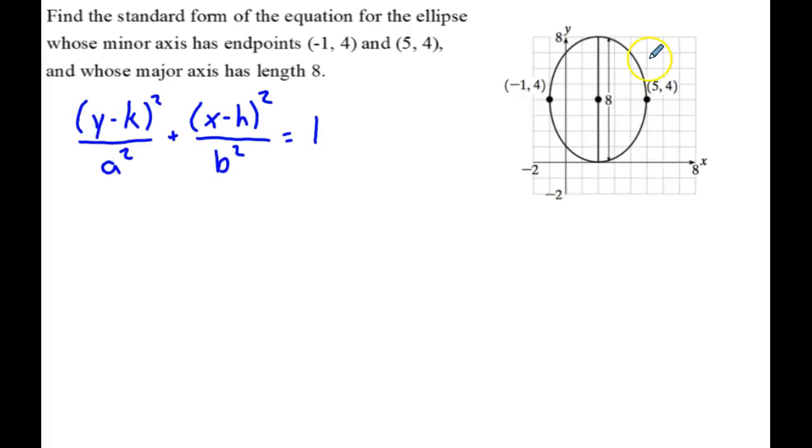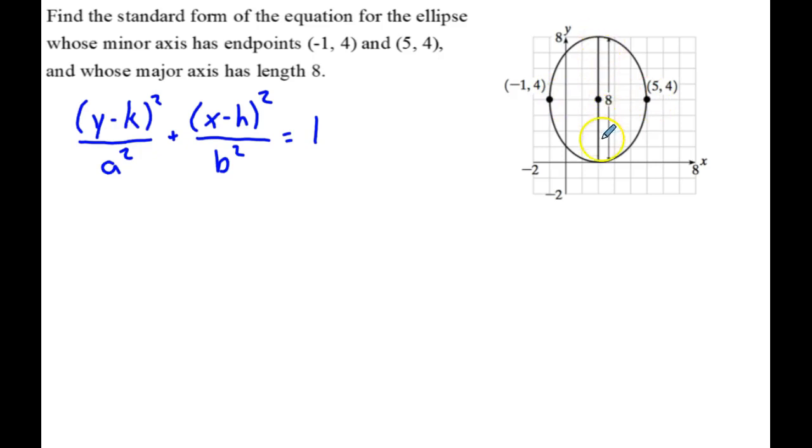In this example, we want to find the standard form of the equation for the ellipse whose minor axis has endpoints -1, 4 and 5, 4, and whose major axis has length 8. Off to the right, we have this picture that shows the information we have. We have the endpoints of the minor axis, -1, 4 and 5, 4. And we have the length of the major axis, which is going to go through the center of the ellipse, which we know is going to be the midpoint of -1, 4 and 5, 4.